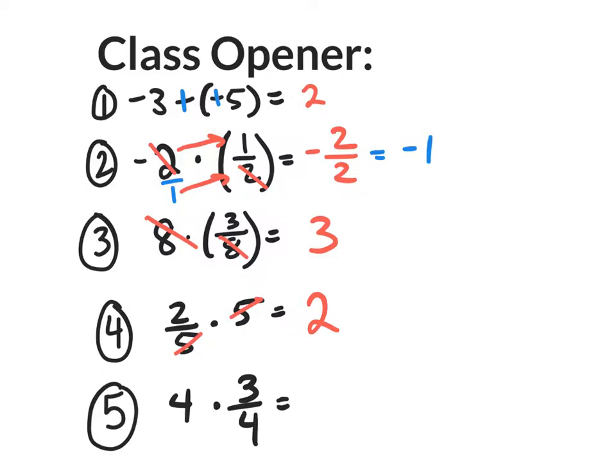What's the answer to number 5? 3. And you don't even have to do any math. It's just, the denominator's 4, this is 4, they cancel out. The answer is 3. So I just did that quick class opener because we will need to apply that skill today when we're solving 1-step equations. Let's move on to today's lesson.